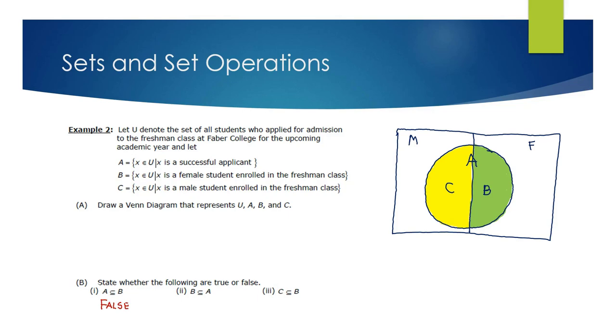B, however, is a subset of A. You can see that B makes up a portion of the circle we denoted as A, so that's true. And C and B, one excludes the other. So for this case here, false.